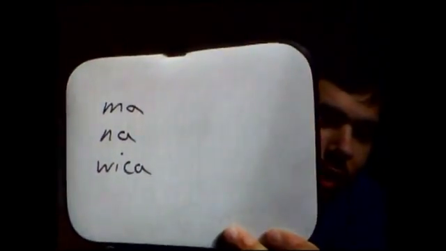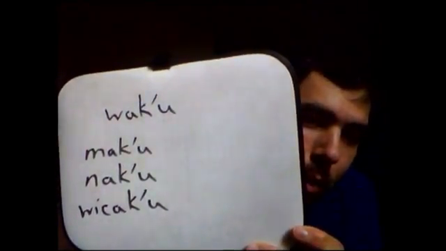Today I'm going to show you a few more ways you can modify verbs and some basic tenses. The first thing I can show you surrounds these three prefixes, ma, na, and wicha, which I can illustrate with the verb waku, to give.